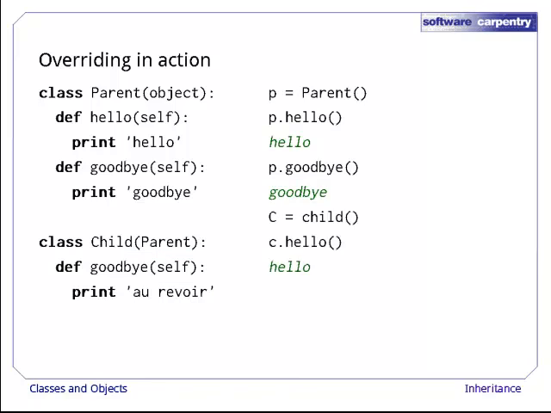When we create an object of class Child and call hello, that also does what we expect. Child didn't define hello, so Python looks upward to its parent, finds one there, and uses it. But when we call the child object's goodbye, we get the one defined in Child. The one in the parent class is still there, but Python finds the one in Child first and uses it.